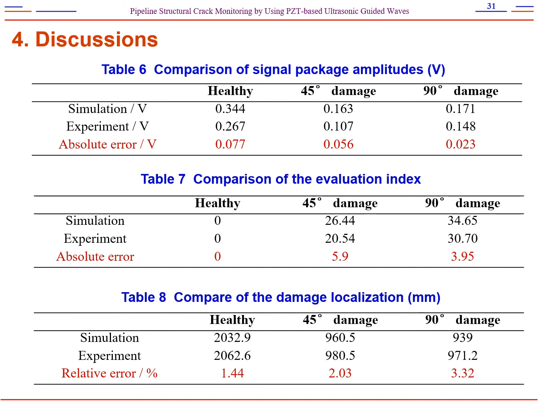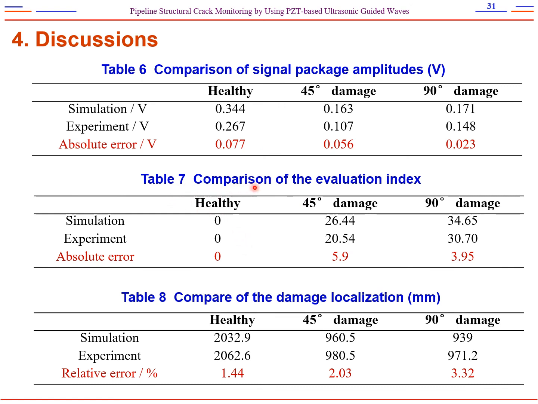Table 6 is a comparison of signal package amplitudes. There are 3 damage cases. The first case is healthy, the second case is a 45-degree damage, and the third case is a 90-degree damage. The first row represents the simulation result, and the second row represents the experimental result. We can find that the absolute error between these two values is very small.